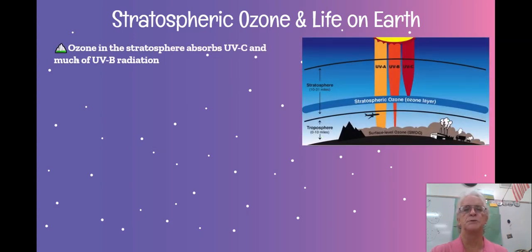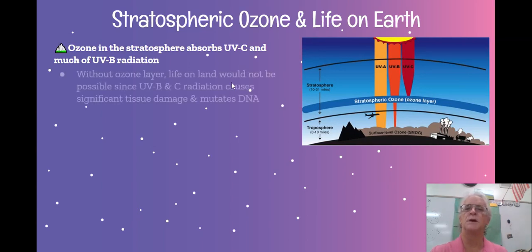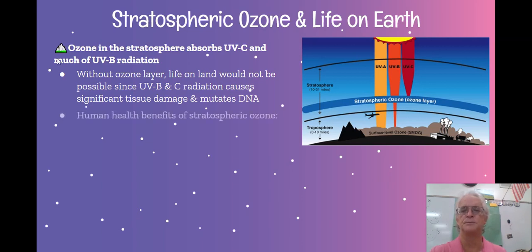Ozone in the stratosphere absorbs UVC and UVB, and lets UVA through, fortunately, because UVA is what allows us to make vitamin D. Without the ozone layer, life on land would not be possible, since UVB and UVC radiation causes tissue damage and mutates DNA. 600 million years ago, photosynthesis really started playing. When it did, oxygen went up into the atmosphere, not just into the troposphere, but up into the stratosphere. And we'll see what happens in a few minutes because of that oxygen. But without that, life would not be possible.